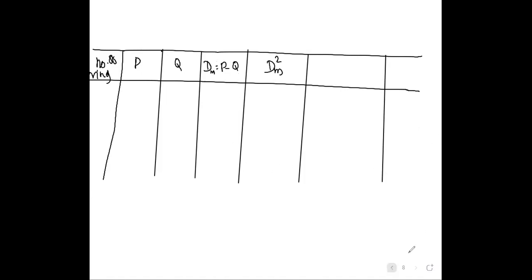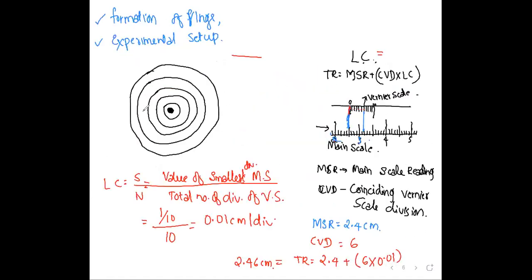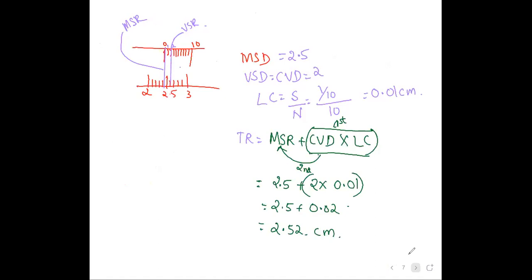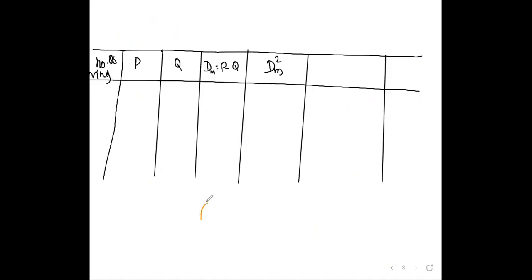Let me go back. So this is our setup, the rings which we have already set here. You will know that when you look through the microscope, the traveling microscope, there is the eyepiece. Do you remember this? In between the eyepiece there will be a cross wire. Was it like that or not?